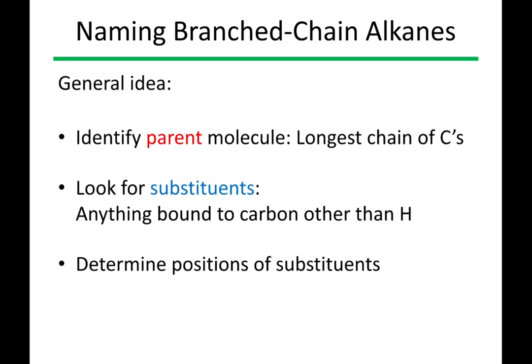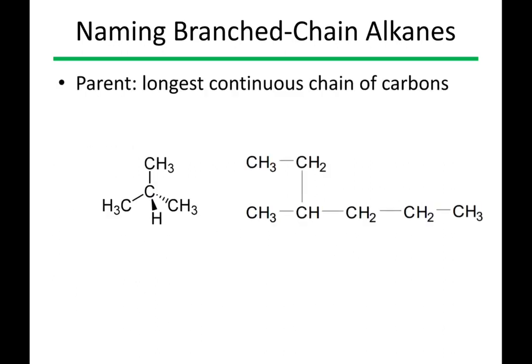So the general idea for the organic molecules is identify the parent. This is going to be the longest chain of carbons. Then we'll look for substituents. This idea of substituents is very important in organic chemistry. These are going to be things that are bound to the parent chain. So anything that's bound to carbon other than an H, so other carbon chains, and then we look at functional groups, even other molecules, and then we'll determine the position of these substituents and use that in naming.